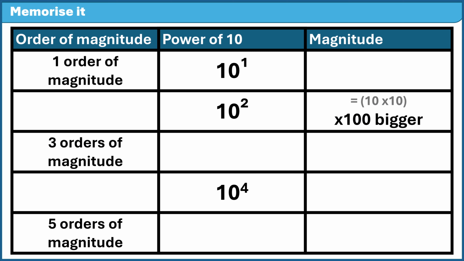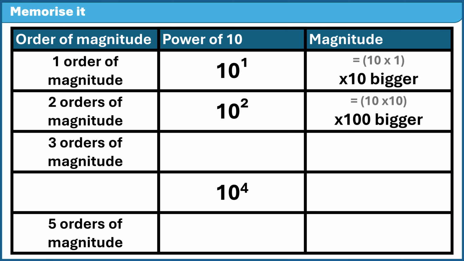Right, let's lock this in your memory. Here's a table you may find extremely useful for your exam, and the good news is it's just a pattern. Can you guess the missing values of the table as we go? 1 order of magnitude equals 10 to the power of 1, which is 10 times bigger. 2 orders of magnitude equals 10 squared, which is 100 times bigger.